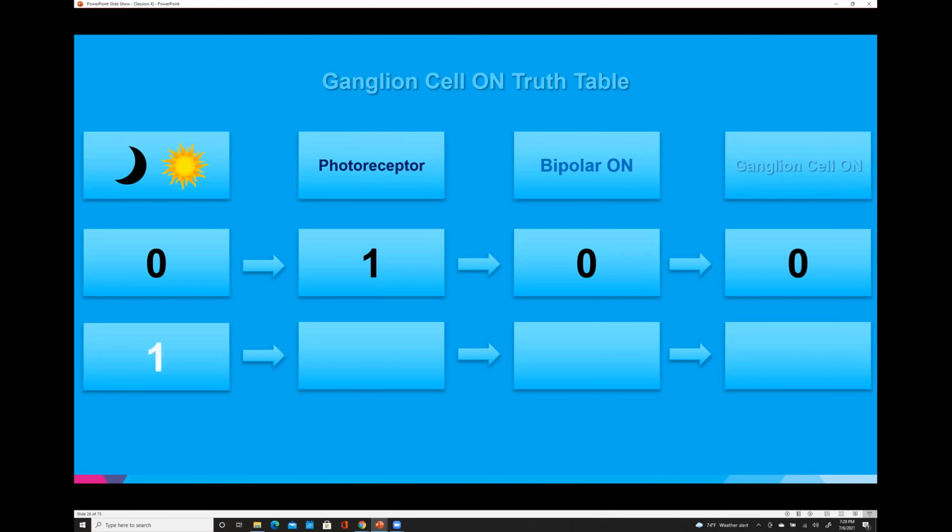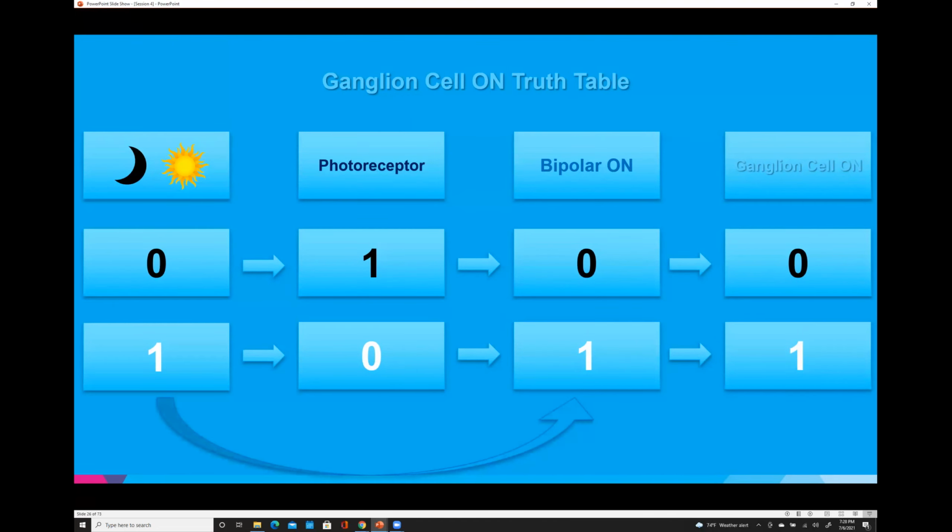100%. So now what about when we're in a light state? What happens to the photoreceptor? It is inhibited. So it's hyperpolarized. It's deactivated. You got it. Then what happens to the bipolar on cell? It's activated. You got it. And then what happens to the ganglion on cell? It is also activated. You got it.